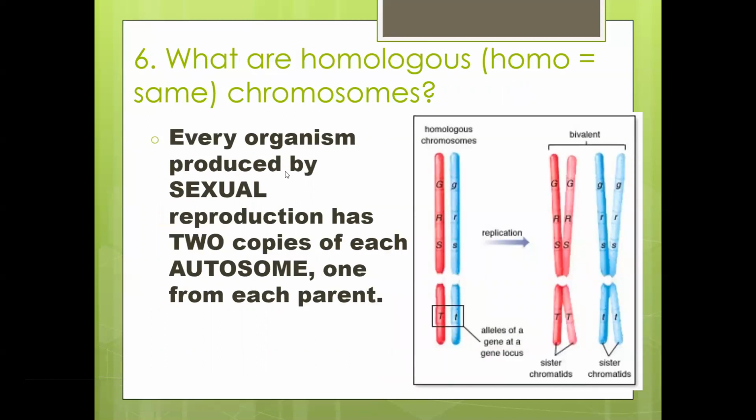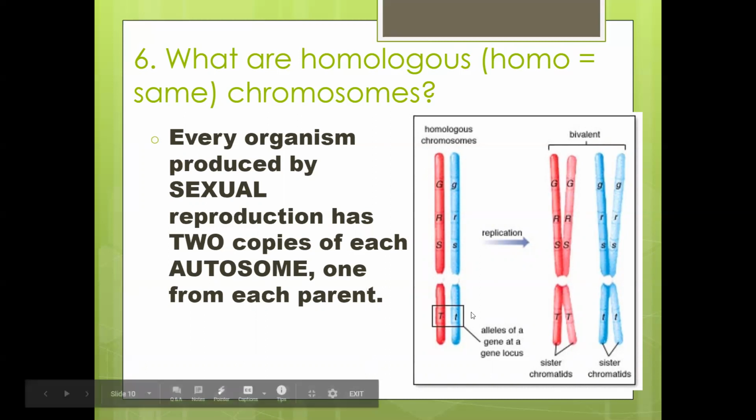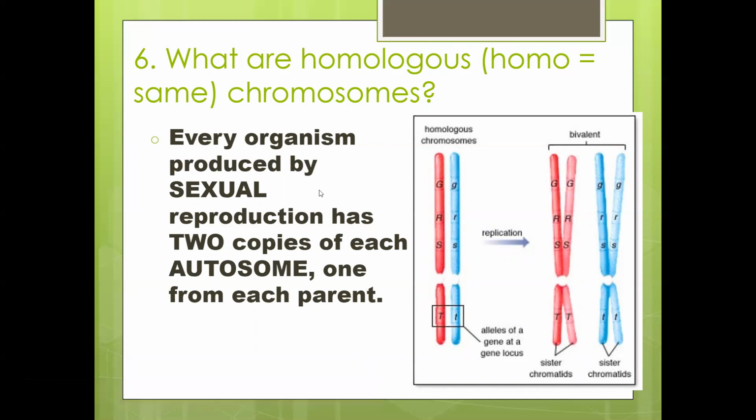What are homologous chromosomes? There's going to be a lot of terminology that I'm going to throw at you, and I apologize for that. But a homologous chromosome is basically two copies of each autosome. Every organism that's produced by sexual reproduction, so that applies to humans, cats, dogs, whatever, has two copies of each autosome, which you could see very clearly in the karyotype from the last couple of slides.